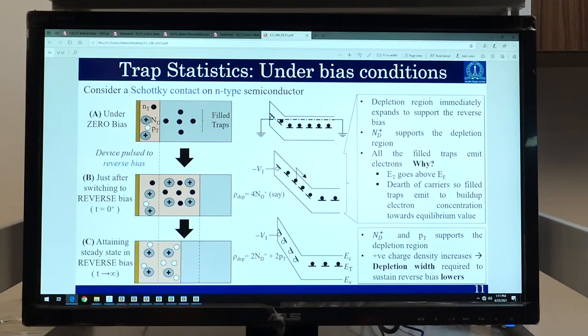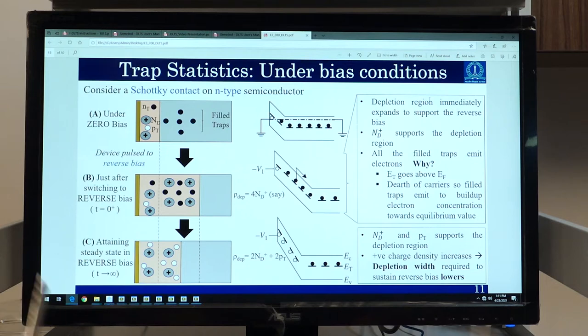Now that we have seen that the IV characteristics and the CV characteristics of the devices are excellent, let us now move forward to understand the basic principles of deep level transient spectroscopy measurement. In these measurements, our goal is to probe traps. So for that, we have to ensure that we are properly setting the initial conditions for the traps, and then we are allowing the trap population to evolve.